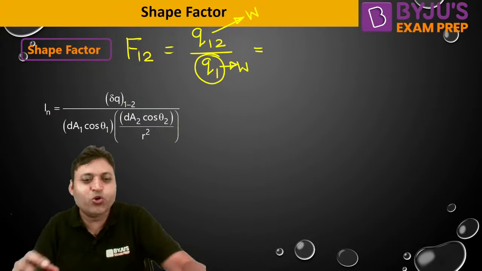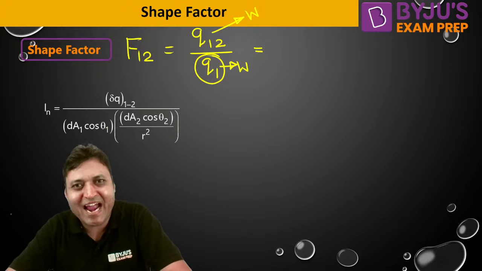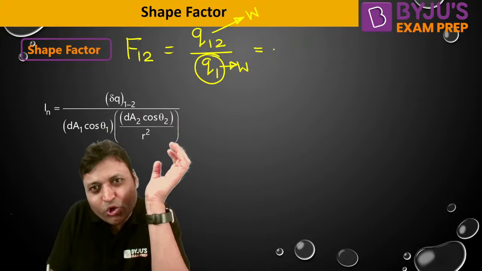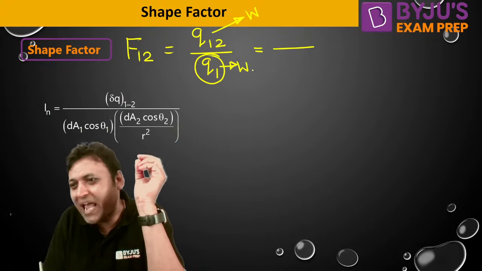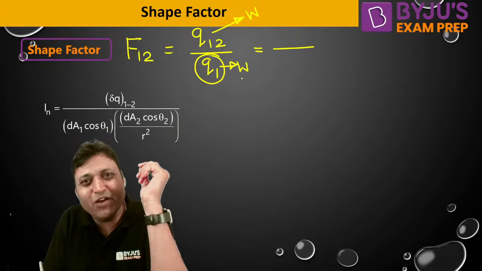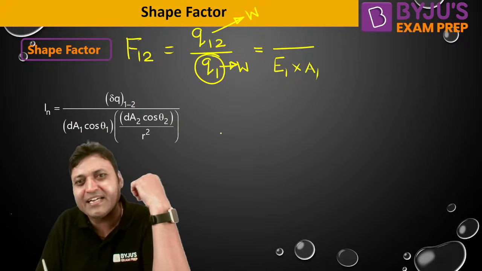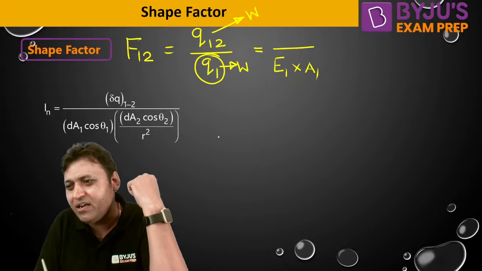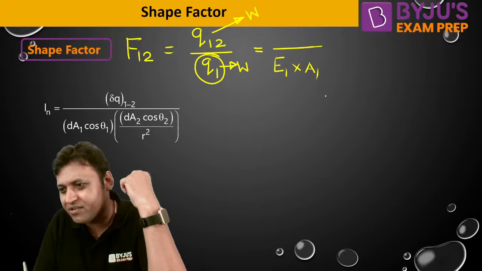How to write Q1? Anybody having any idea? Is Q1 equal to E1 into A1? Please do let me know. E1 is the emissive power, A1 is the area of the radiating surface. Will it be E1 A1 or not? Is this correct or not?